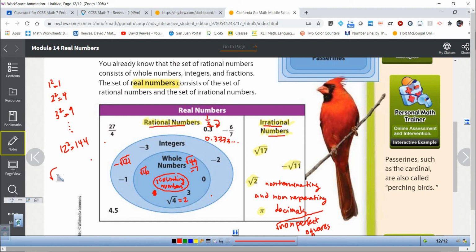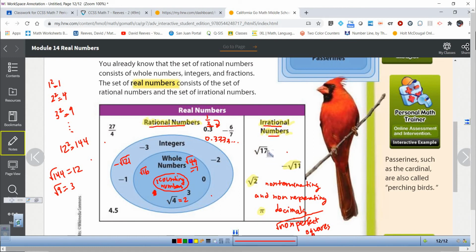So if I write the square root of 144, that's going to be rational because it's 12. 144 is a perfect square. If I write the square root of 9, that's rational because it's 3. But 17 is not. The square root of 16 is 4, and the square root of 25 is 5, and 17 is between those. So the square root of 16 and the square root of 25 are rational, but the square root of 17 is not.